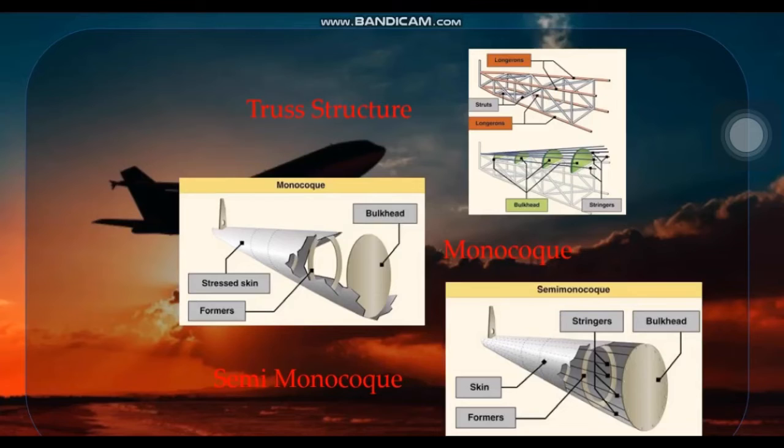The first type of aircraft construction is truss structure. The main drawback of truss structure is its lack of a streamlined shape. Next is monocoque.